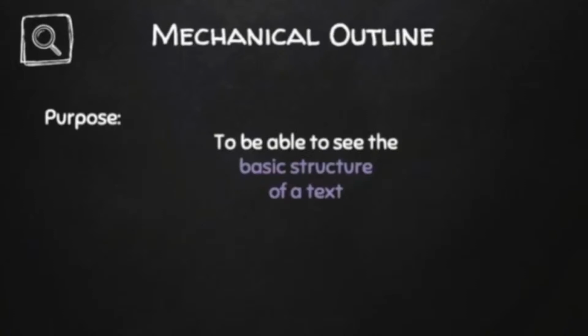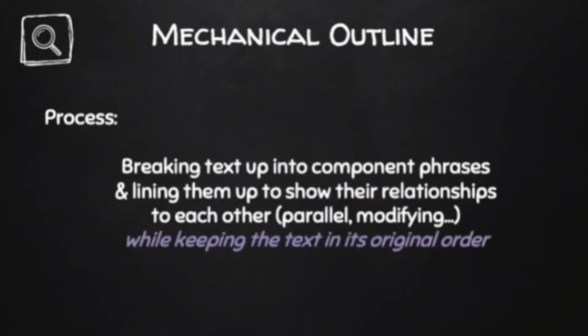Now, first of all, let me just tell you what's the purpose of a mechanical outline. It's so that you can quickly see the structure of a verse or a passage. The idea is to line up the various parts of the verse or the passage or the sentence, break it up into its component parts and line them up so that the parts that modify one another are underneath and the parts that are parallel are underneath each other.